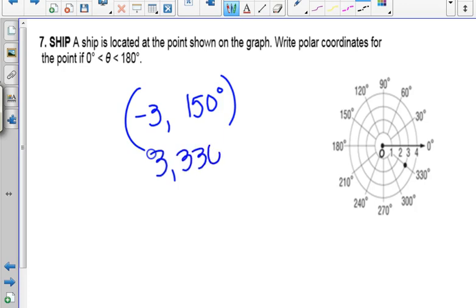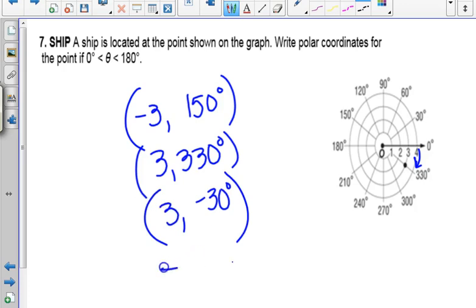330. Okay. It said they wanted an angle between 0 and 180, which is what we did here. But let's just name it a few more ways because that's what it's like on the quiz. Okay, so go negative 30 degrees, and then you would still go out positive 3. Okay, what would make it a negative negative?